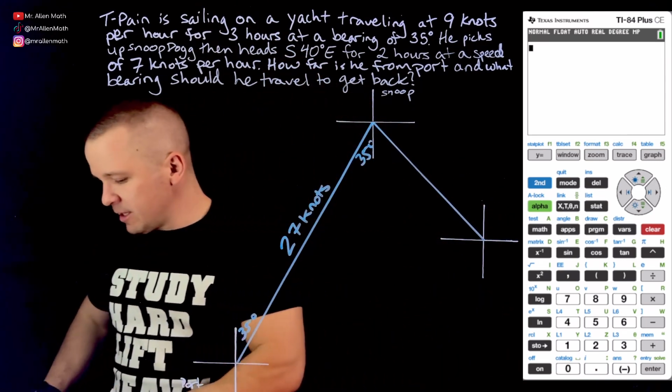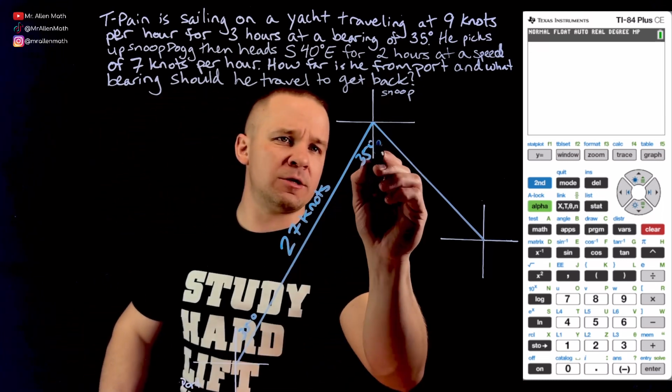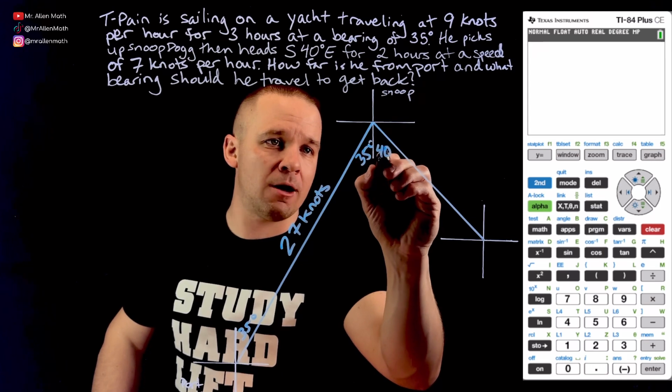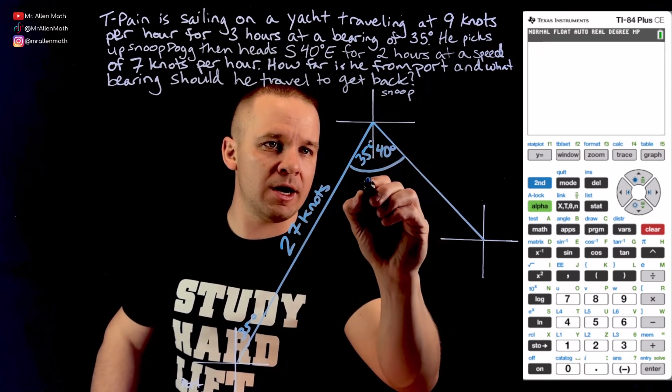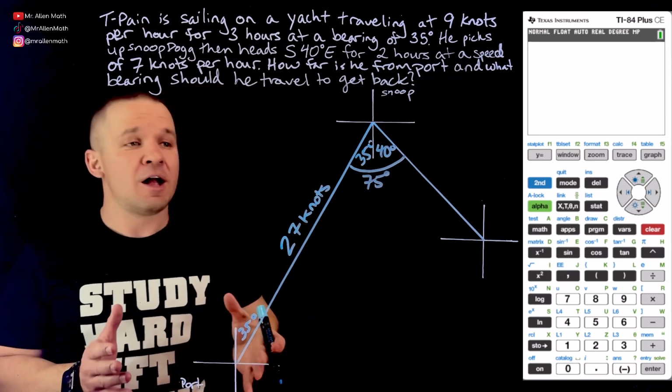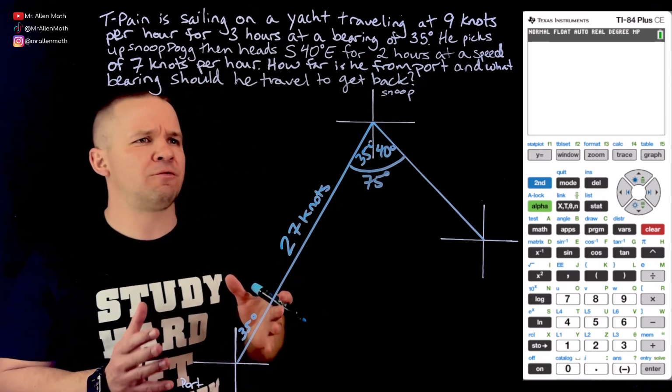And then we can label some things here. This would be the 40 degrees off of that south line, so that's the 40 degrees east, which now gives us a working angle right here of 75 degrees by adding those two together. That's nice. Where else could I use that 40 degrees?